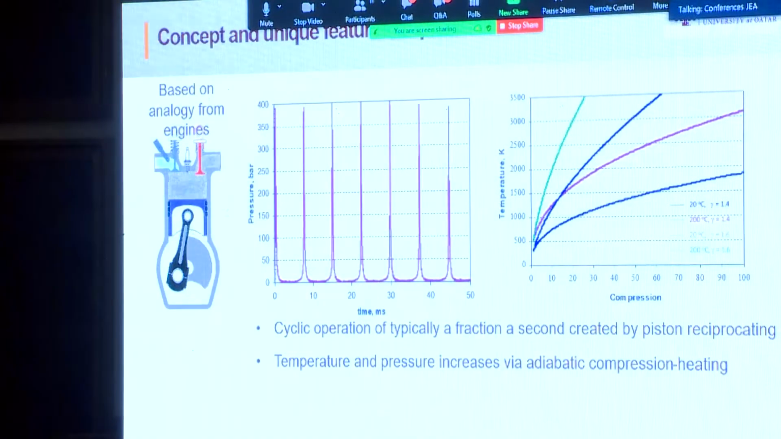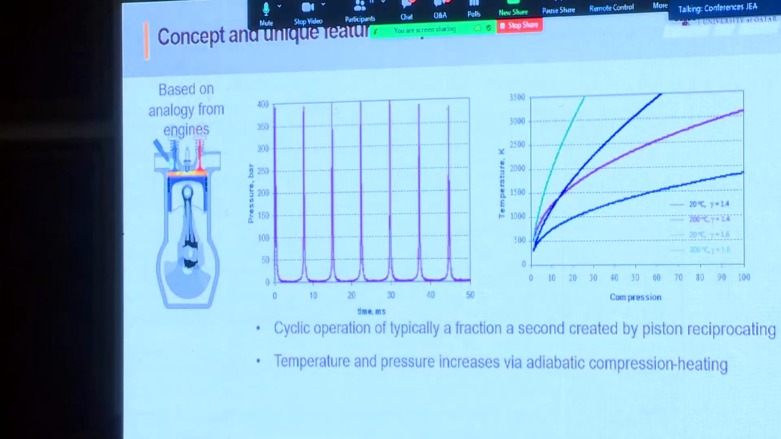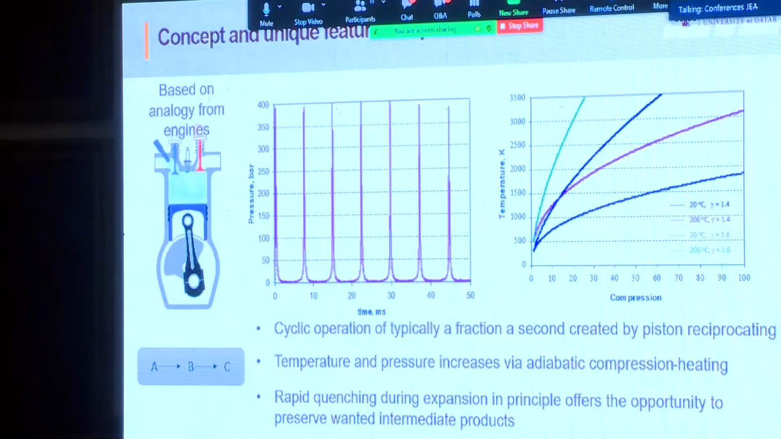So what it means is I'm operating at temperatures and pressures never operated before, for a fraction of a second, although my equipment is at normal condition. This is exactly how a car runs. So, for example, if I have a chemistry in which the intermediate species is the desired one, we can maximize that intermediate because I have rapid heating and rapid cooling, okay?